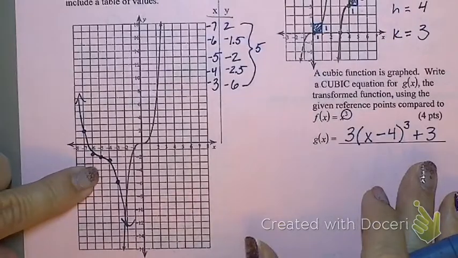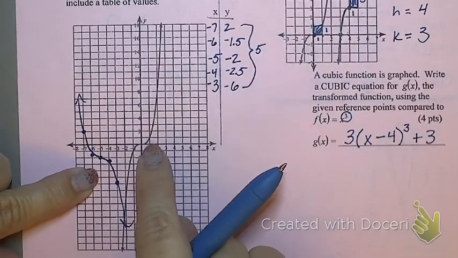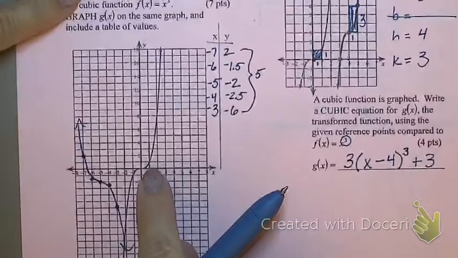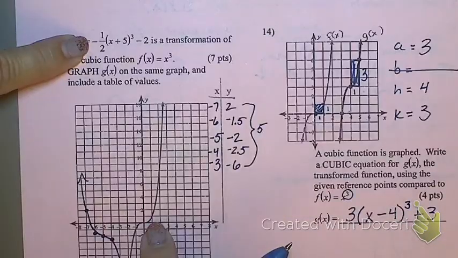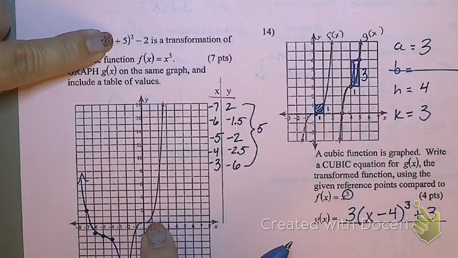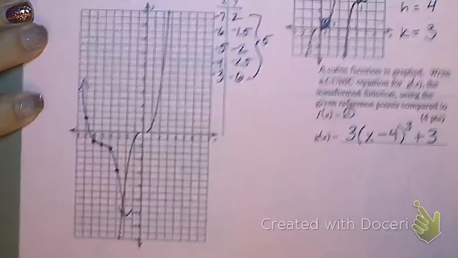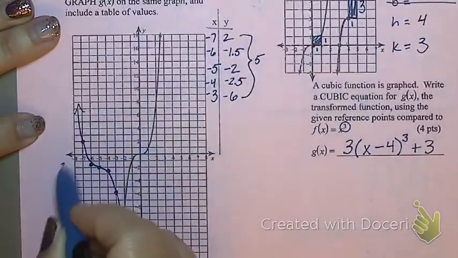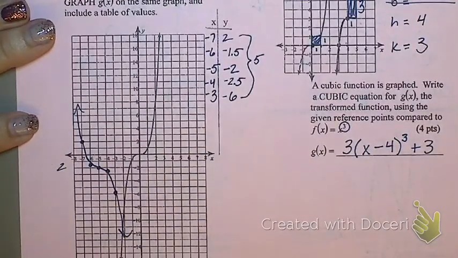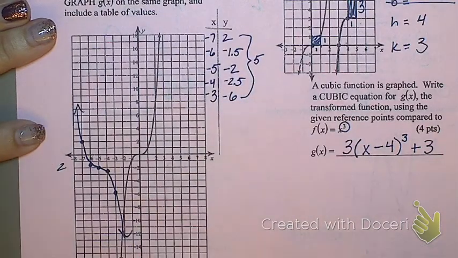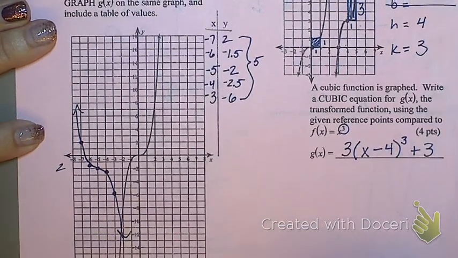And there you have a graph that is the same as this one, except it has been vertically reflected, compressed by 1/2 vertically, shifted 5 units to the left and 2 units down. So again, this was 5 points, this was 2 points for being able to transfer that to here. Okay, any questions there?